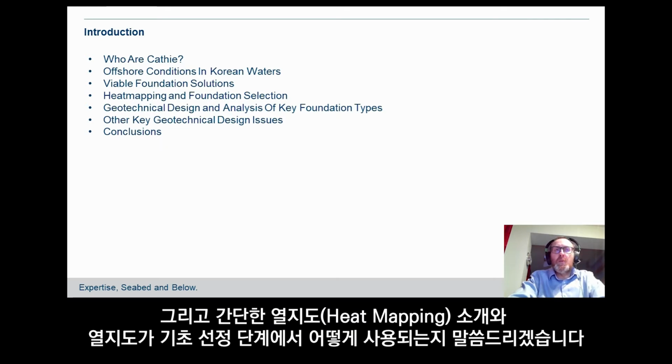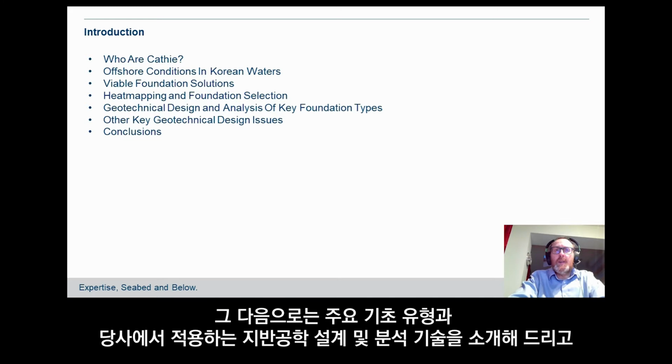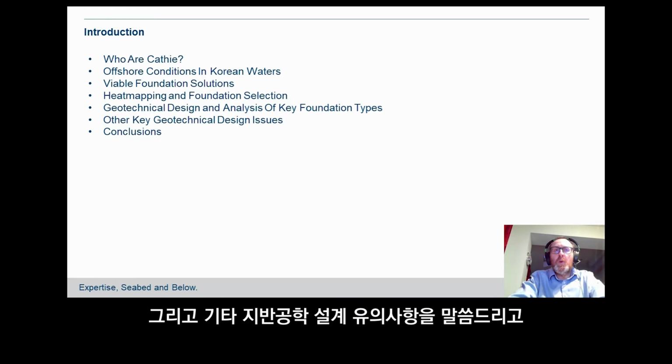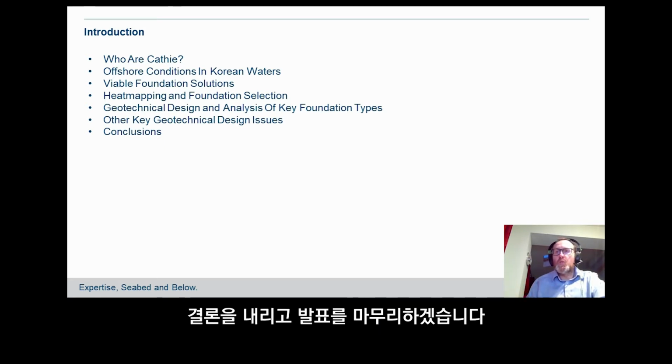I'll briefly talk about heat mapping and how that tool can be used during the foundation selection stage. I'll then talk about some key foundation types and the geotechnical design and analysis techniques that we use on them. I'll briefly talk about other key geotechnical issues, and then I'll draw together with some conclusions.